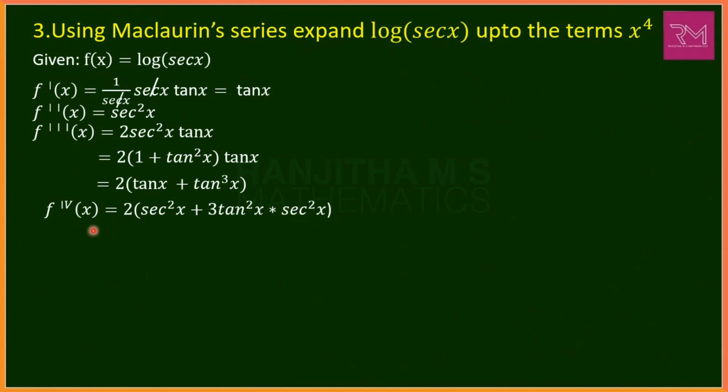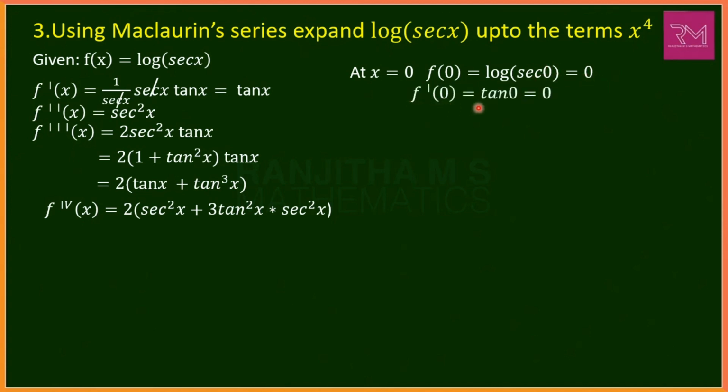This is our f power fourth derivative of x. After finding all these values, we have to find the values at x equal to 0. For that, substituting x as 0, we get f of 0 is log of secant 0. We know that secant 0 is 1, hence we get log 1 value as 0.